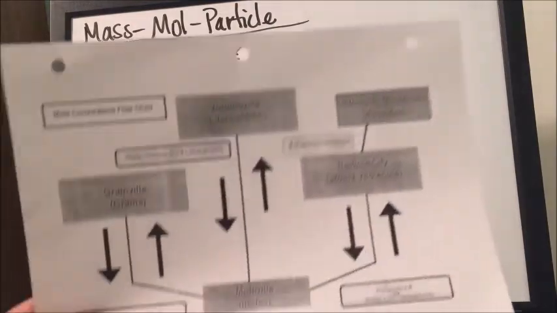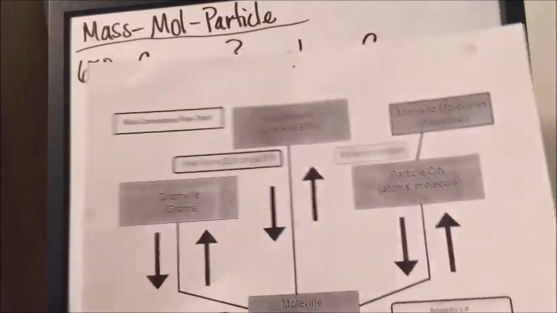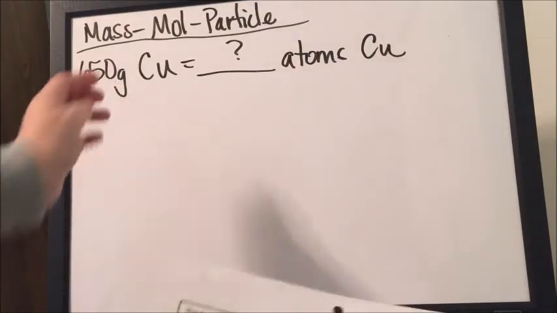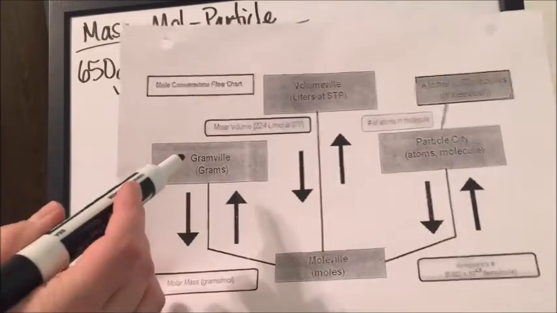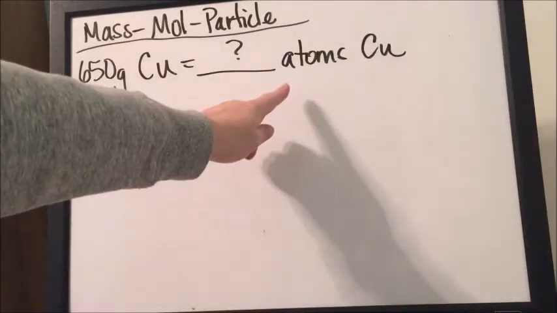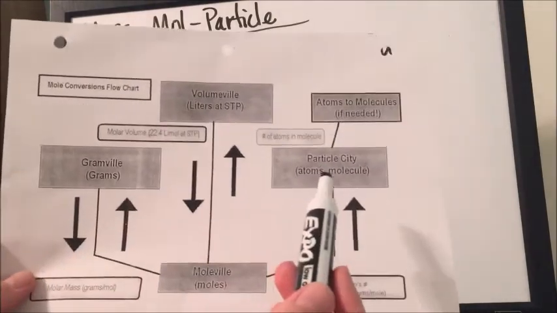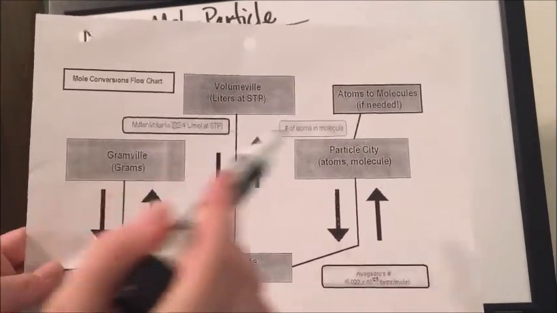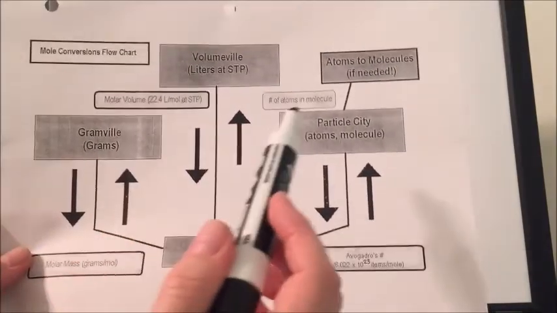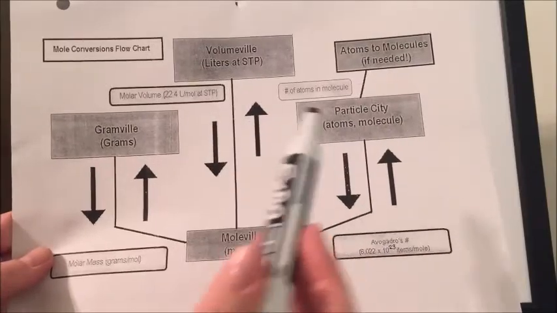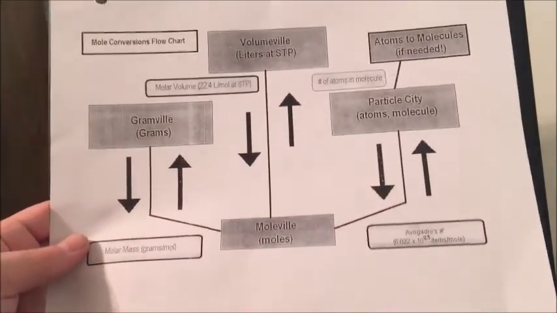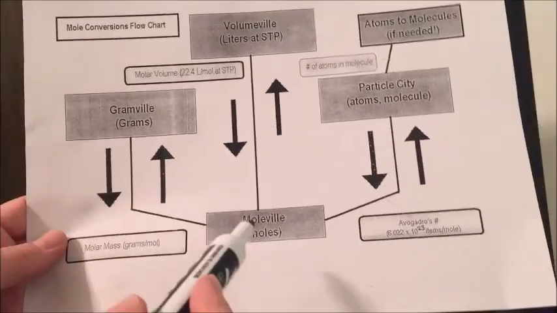If we use it, I'll always ask you, where are we starting? If I look at my problem, I'm starting here, 650 grams. Well, that means I'm starting here in Grahamville. And then I always ask, where are we going? Obviously we're going to atoms, which is Particle City. So I need to get from here to here. Notice there is no road that connects them directly. There's no bridge. There's no way for me to get from Grahamville to Particle City without going through Moleville.